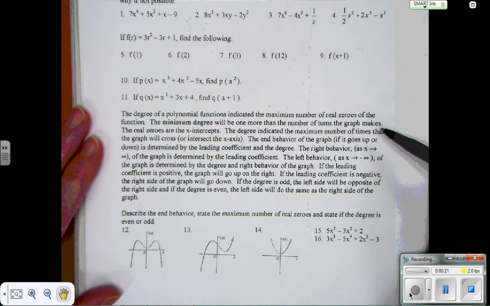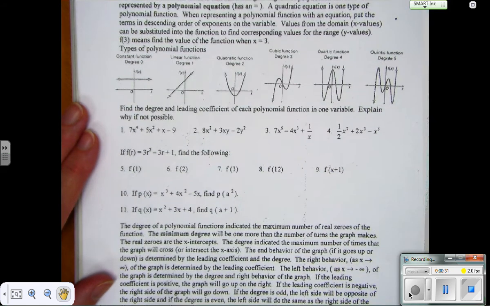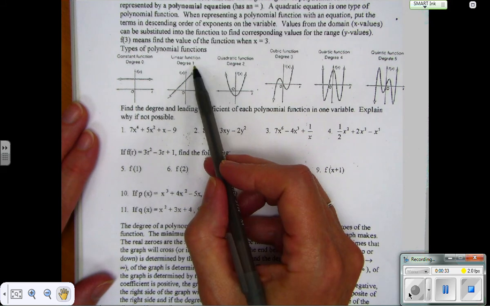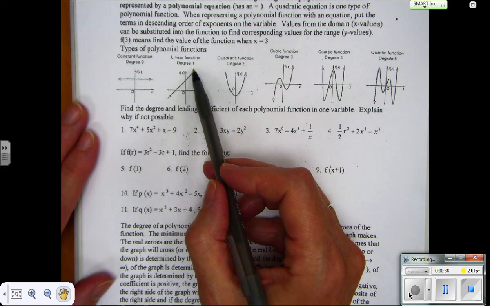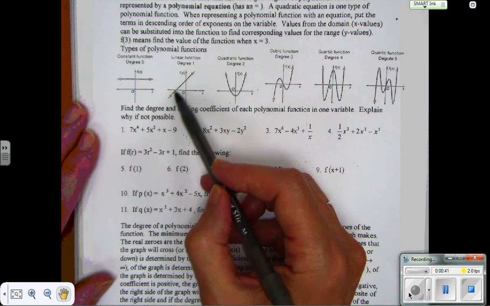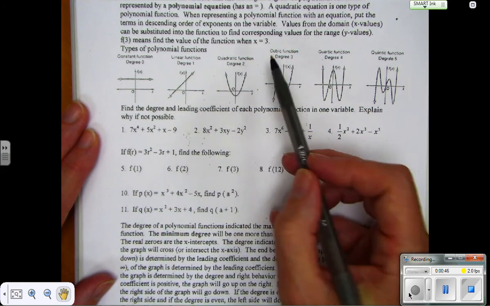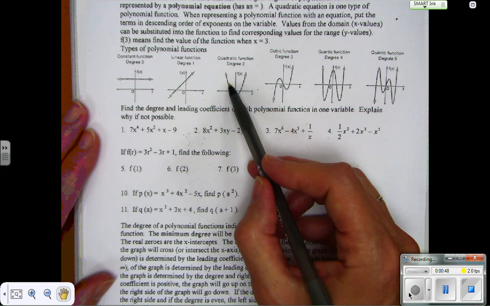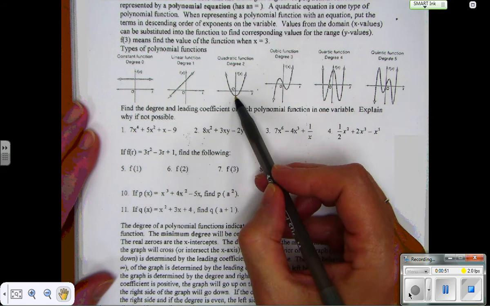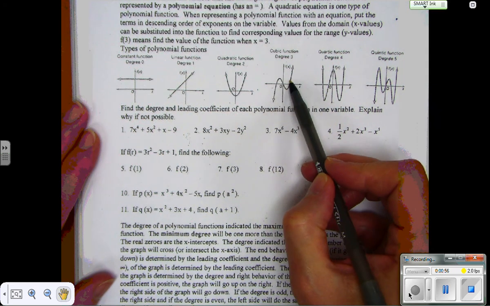the degree of a polynomial function indicates the maximum number of real zeros of the function. So that's one thing that we didn't talk about when we were looking at these functions earlier, is that the degree tells you the maximum number of times it could cross the x-axis. So for example, if this line has a degree of 1, it's going to cross the x-axis one time, at most. This one has a degree of 2, so this graph could cross the x-axis twice, at most. This one has a degree of 3, so it could cross the x-axis 3 times at most.